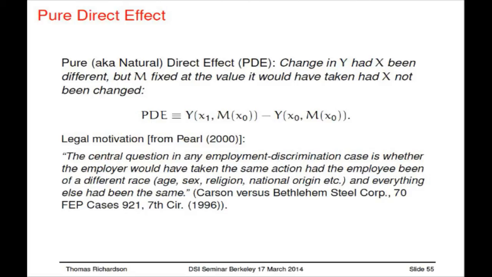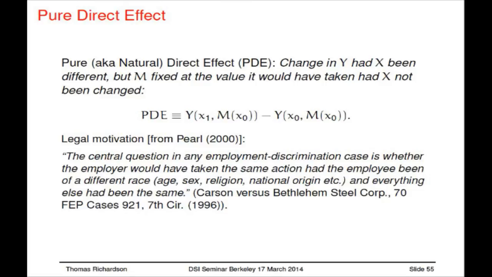Basically it looks at the change in Y had X been different, but M fixed at the value it would have taken had X not been changed. Okay, that might seem like a bit of a mouthful, because it is, but in some sense it has a legal motivation. Pearl cites this from a legal judgment.